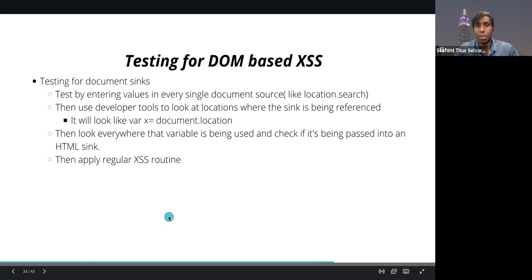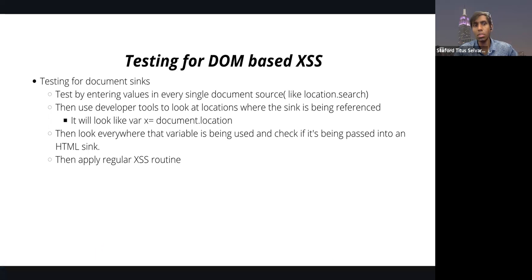Now, testing for DOM-based XSS. So how do we do that? Essentially, DOM-based XSS works on this concept called sources and sinks. Two things, source and sinks, so I'll explain what it is better. If you see here, test by entering values in every single document source. The source is where you're going to give an input and test. An example would be location.search or location.replace. Those are all sources where you can input something.